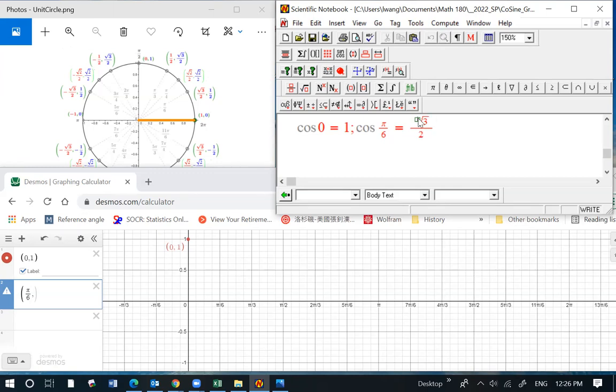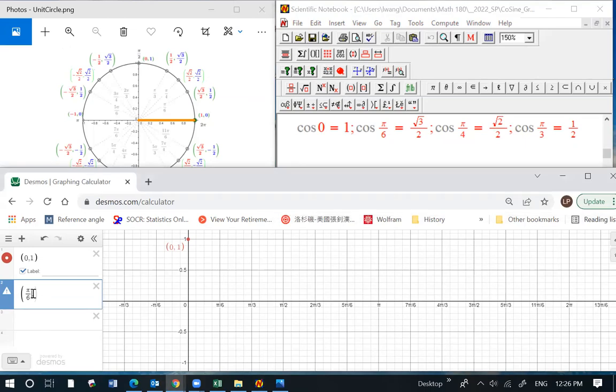Okay, the next point is cosine pi over 4. So these are the things we did last time. And you guys gather your notes, gather your notebook and get ready to write things down. So cosine pi over 3 equals half. So we're basically, so half for pi over 3, and for pi over 6 the ratio is square root of 3 over 2.